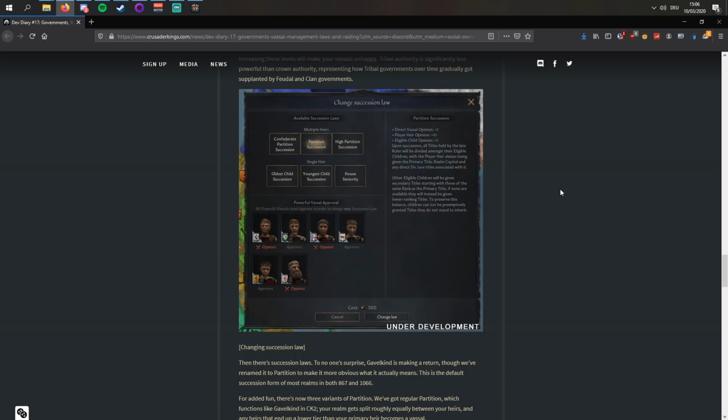So this is not the succession screen. I just want to make this clear. This is the succession change screen, okay? This is where you open a screen and then you see all forms of succession that you can choose. And I gotta tell you, I'm split on this entire topic.